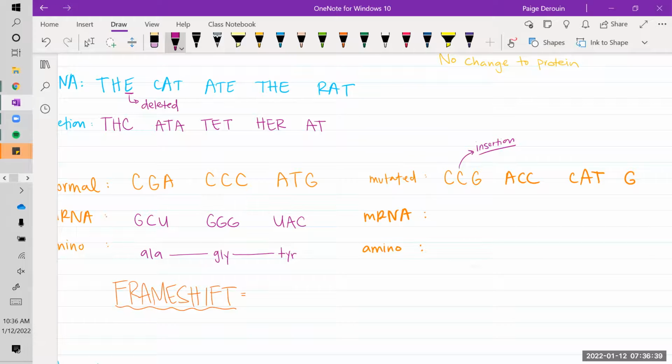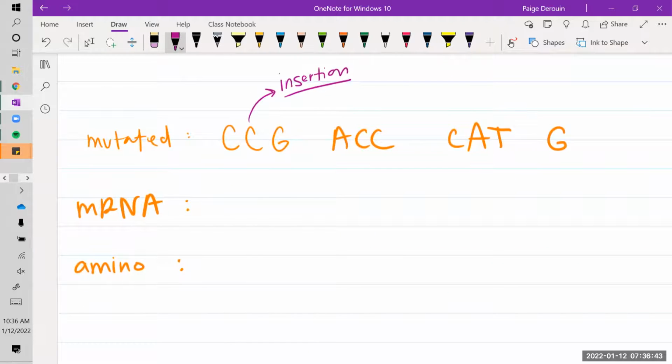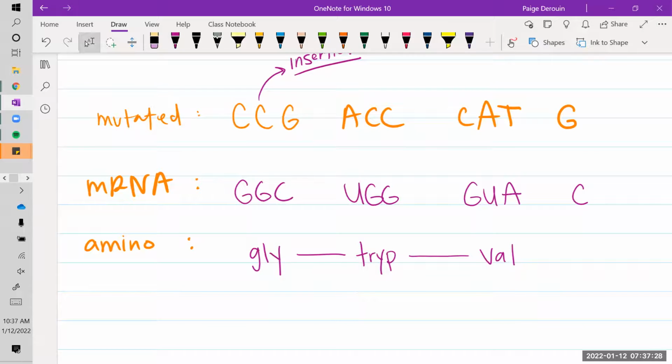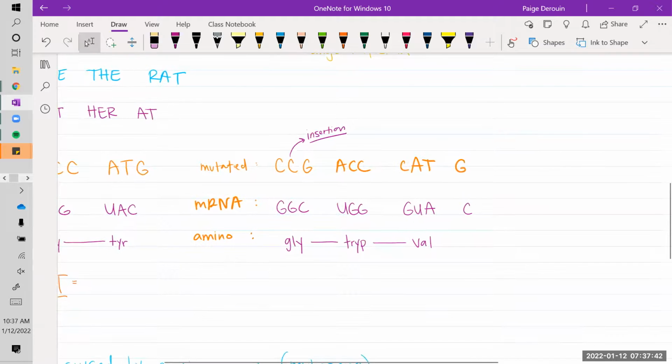Okay. All right, so now let's find our new mRNA. Go for it. Good. Good. Good. Okay, now find your amino acids for our mutation. When you're done, you can check up here. And then go ahead and compare this protein to our original protein.